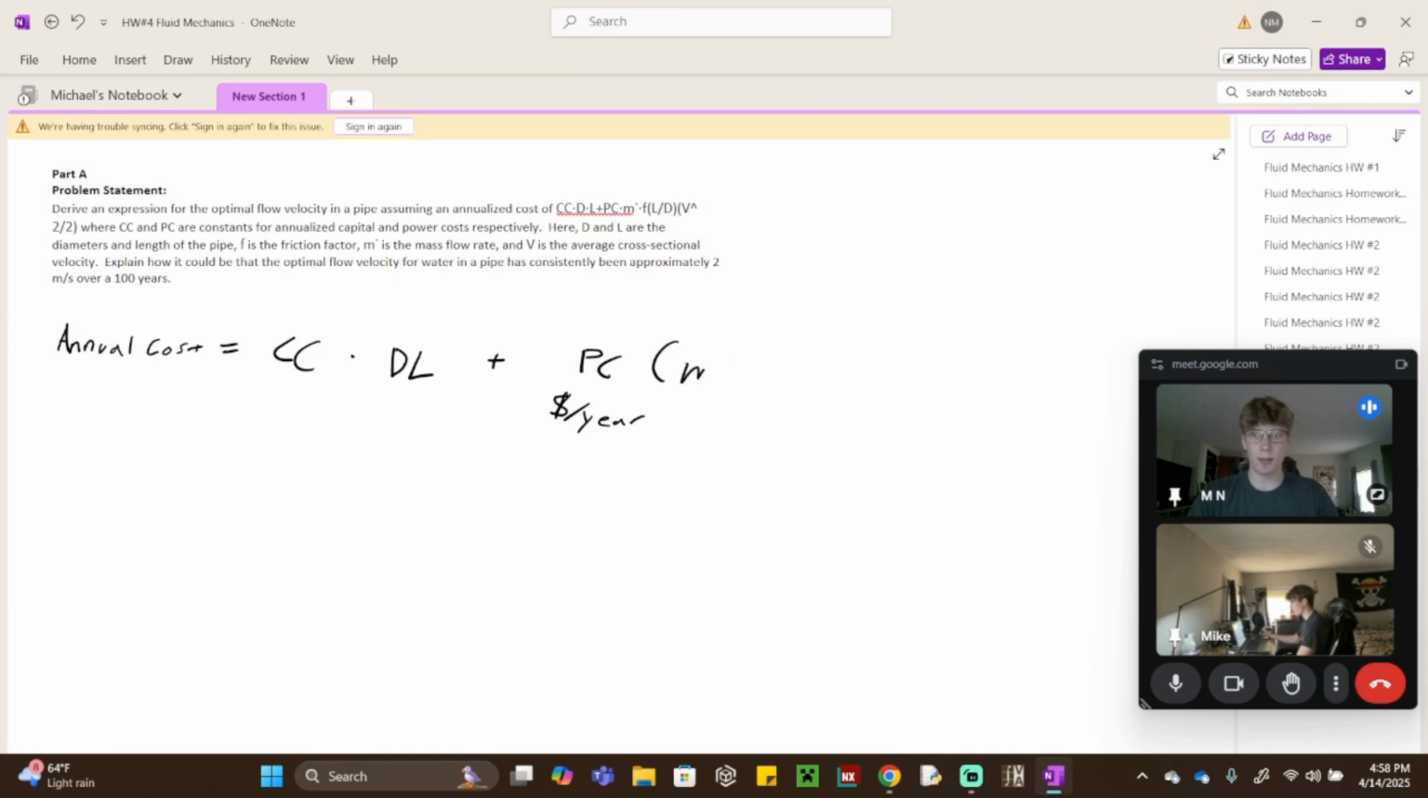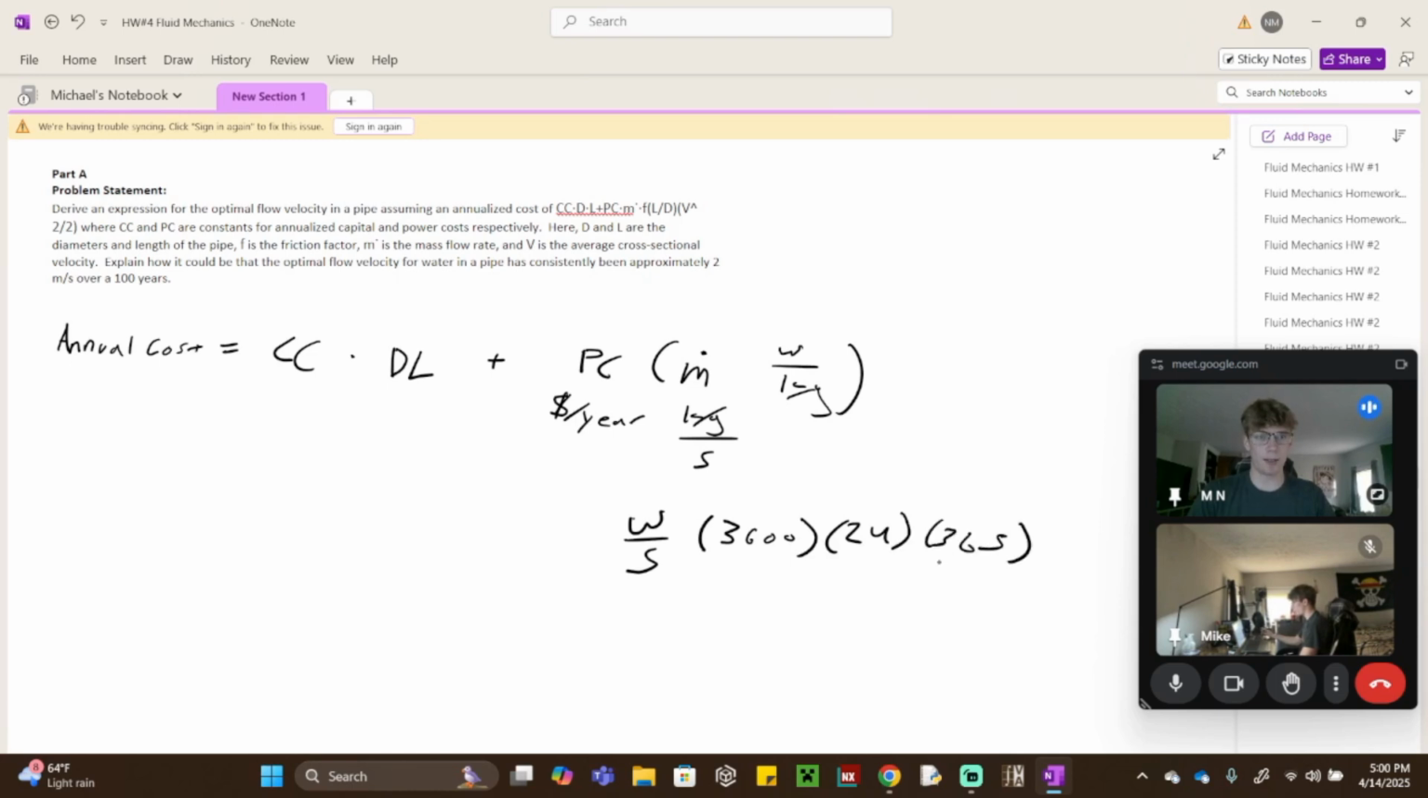the mass flow rate, which is m dot, times watts over kilograms. And we know that our mass flow rate is kilograms over second, so the kilograms cancel out, and this term ends up being watts over second. However, we need it to be in years, so we're going to multiply this term by 600 seconds in an hour, 24 hours in a day, and 365 days in a year.